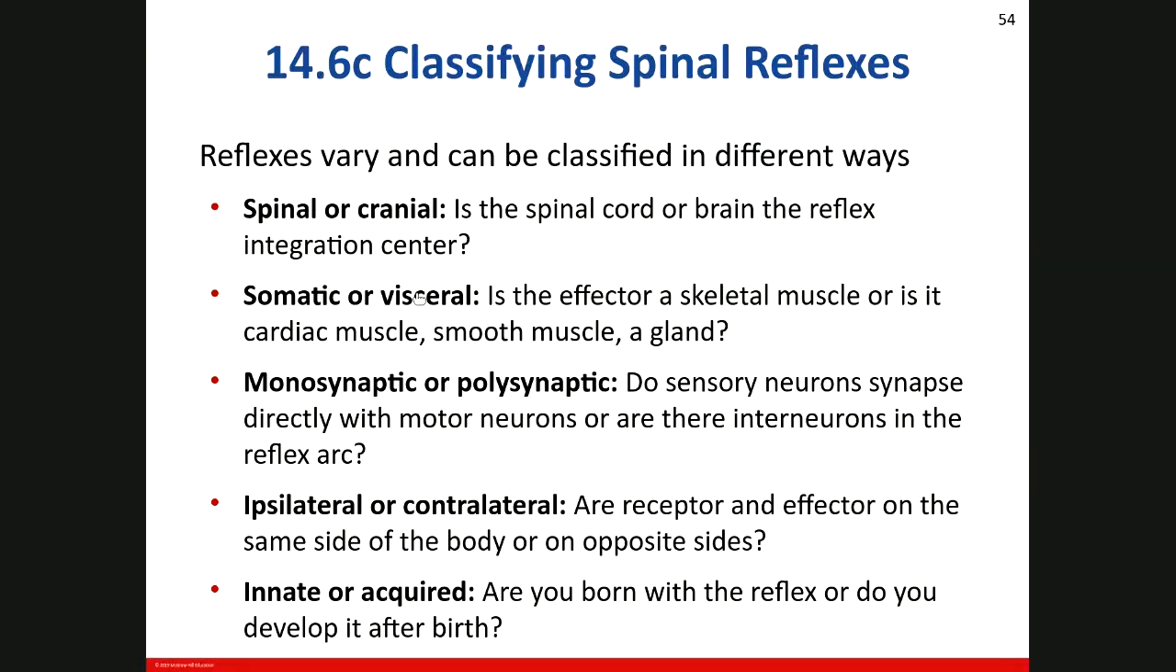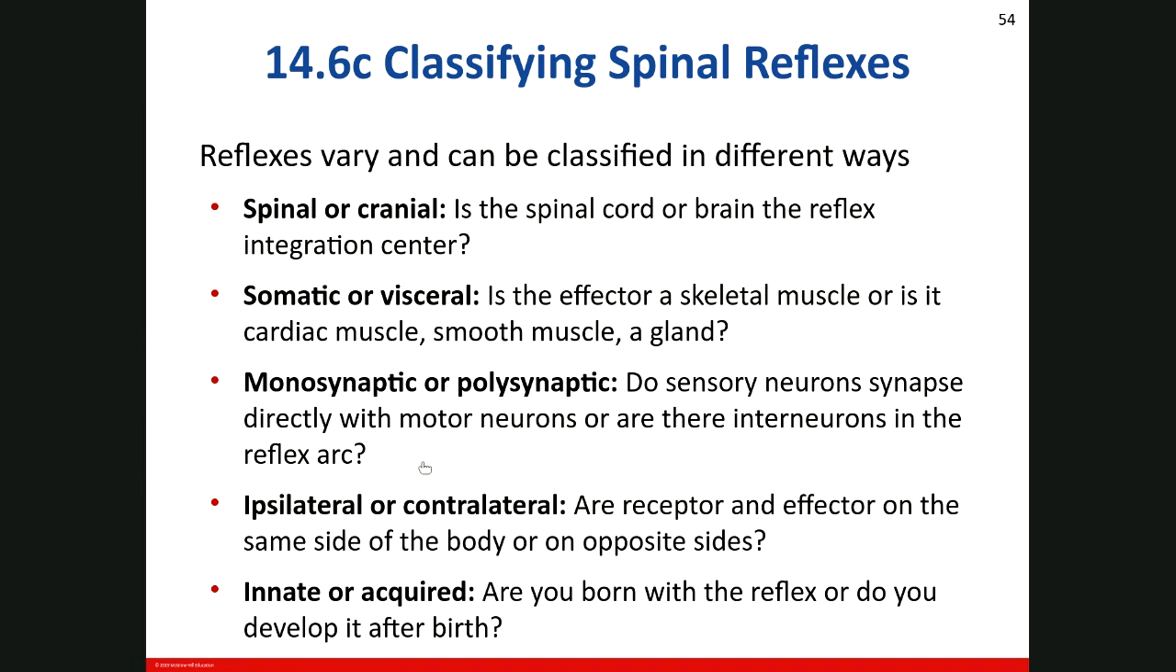Some of the reflexes are monosynaptic and some of the reflexes are polysynaptic. In a monosynaptic reflex, we only have sensory and motor neurons, and between them we don't have any interneuron. But in polysynaptic reflexes, between the sensory and motor neuron, we may have interneurons, a different number of interneurons.